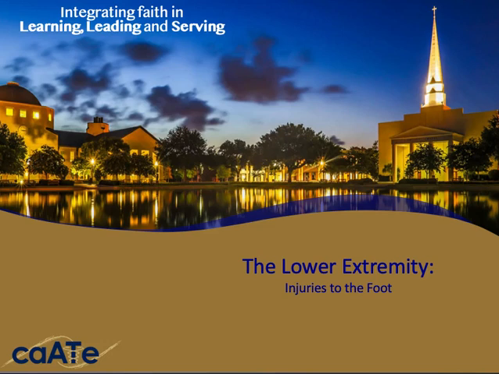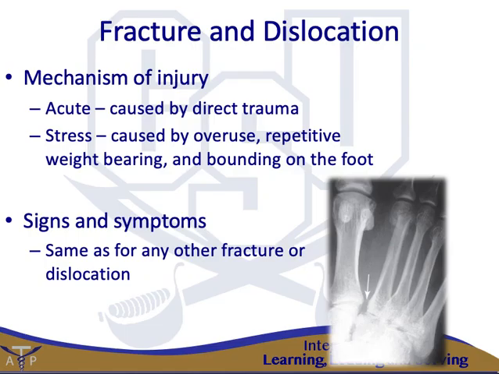As we wrap up the lower extremity, we're going to focus on injuries to the foot area. Our first injury to the foot area, we're going to start again with fractures and dislocations as we had in the past. Foot and toe fractures occur to a variety of bones, including the phalanges, metatarsals, and calcaneus.